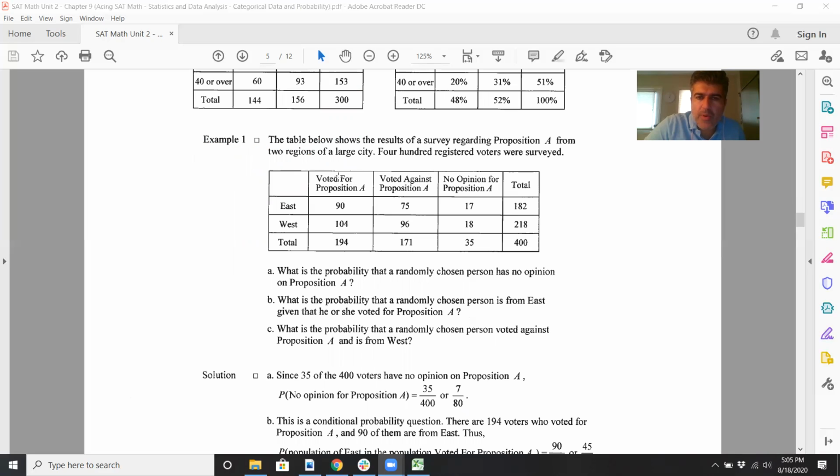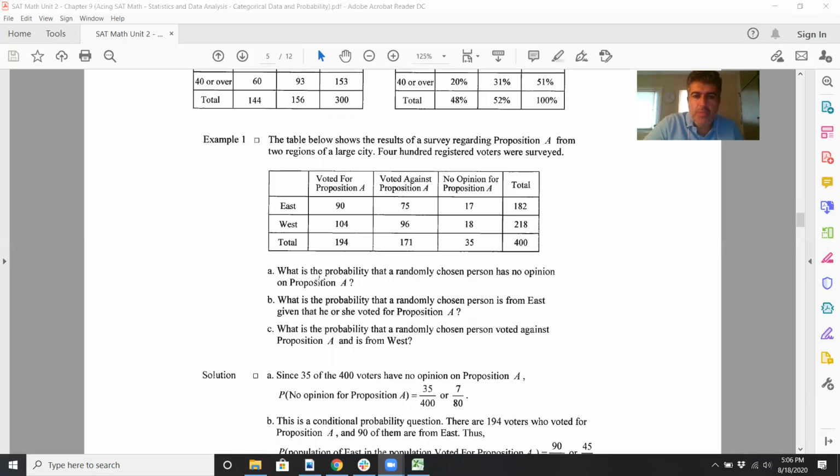Here, this is how people voted on a proposition. Those who voted for it, those who voted against it, those who didn't have an opinion on it. Or I guess what they're going to do: will they vote for it, will they vote against it, or do they have no opinion? And 400 people were polled, people in 2 different regions, the East and West regions.